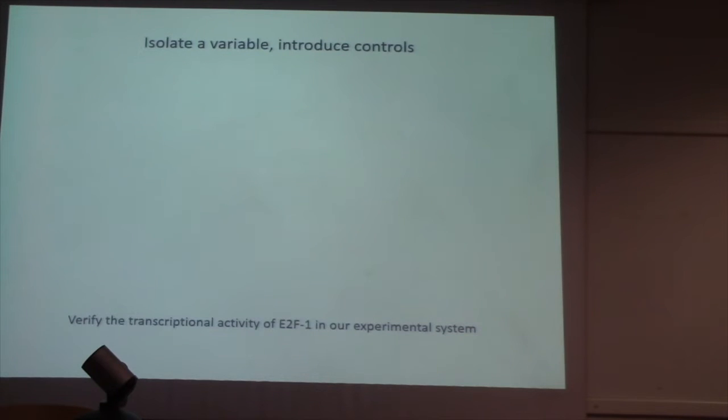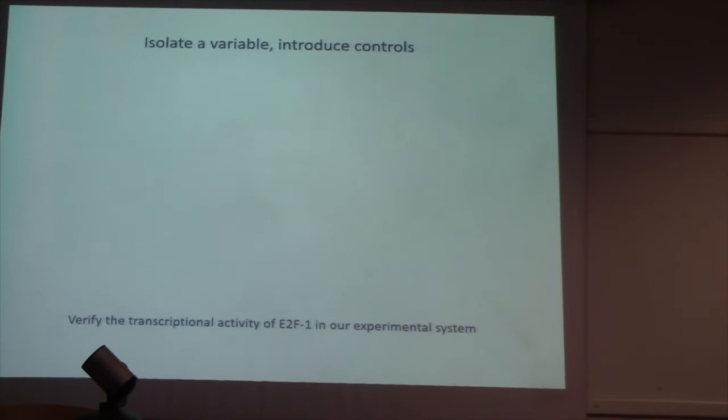So let's suppose that the purpose of the experiment is to verify the transcriptional activity of this transcription factor, which I think we have mentioned before, in our experimental system. That is, we know this is a transcription factor, we know hence that it has transcriptional activity, but I would like to know whether it has a transcriptional activity in my system, the specific system, because it isn't necessarily active everywhere.